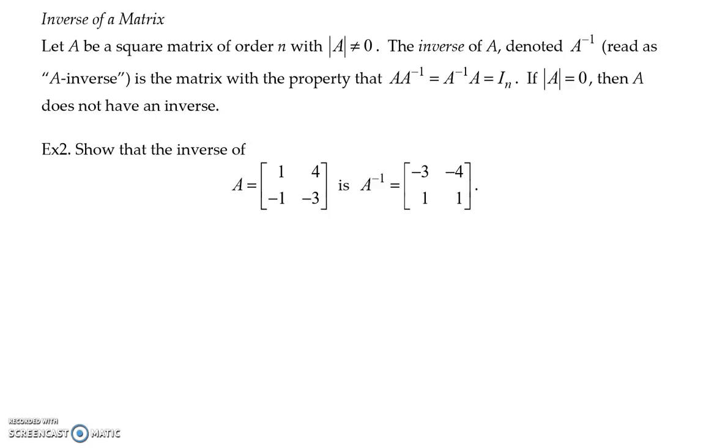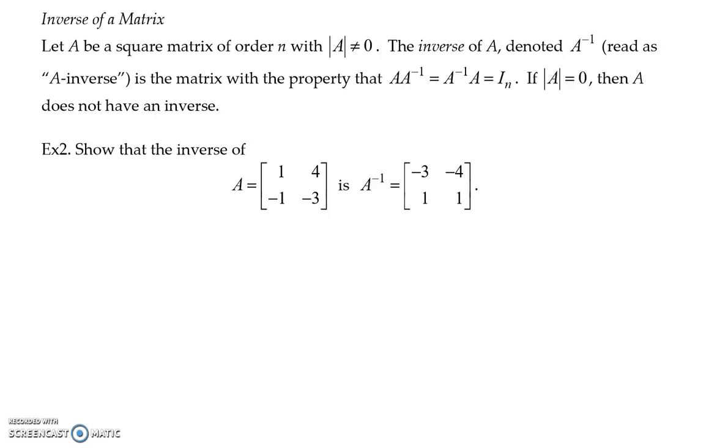So the inverse of A is the matrix with the property that A times A inverse, or A inverse times A, so we can multiply in either order, is the order n identity matrix, I sub n. So if we multiply a matrix by its inverse, we get the identity matrix. If the determinant of A is equal to 0, then A does not have an inverse. So we must have a non-zero determinant to be able to find the inverse of a square matrix.